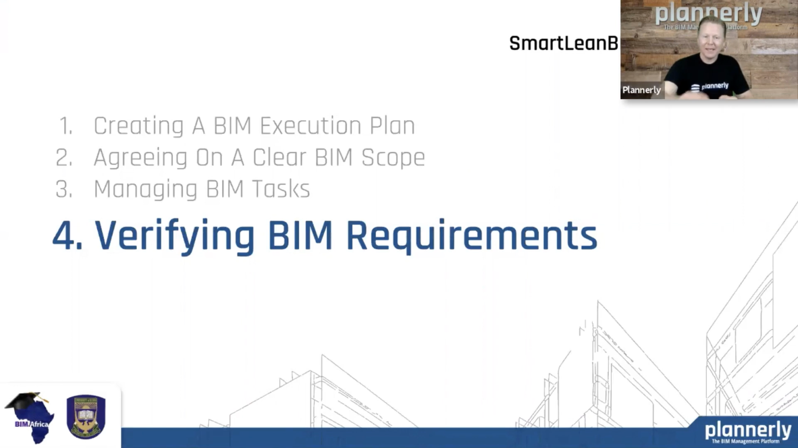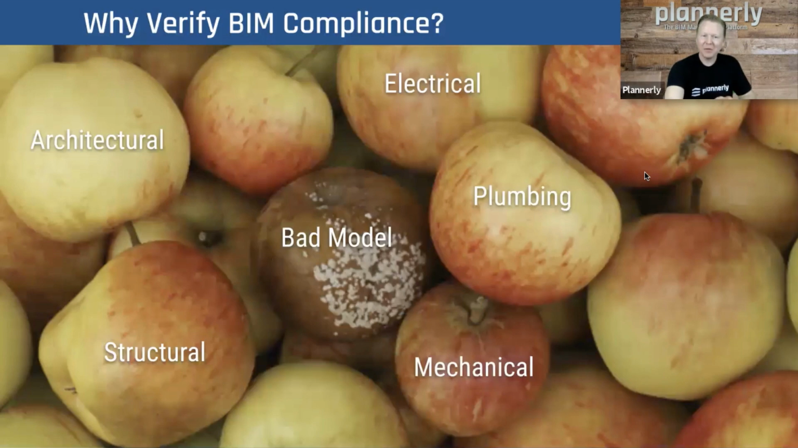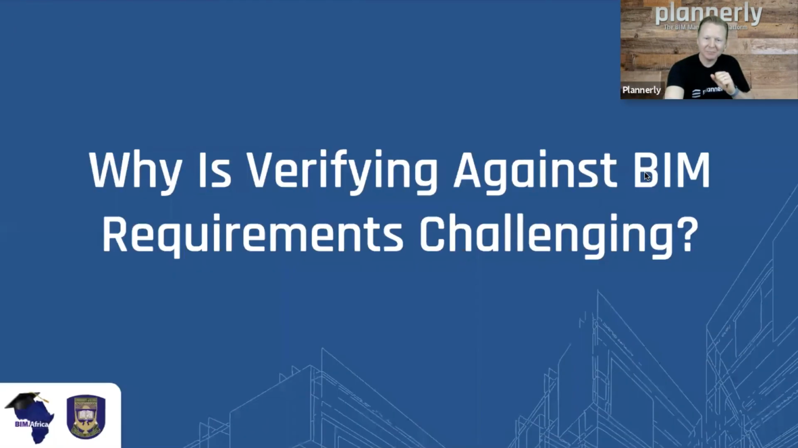Okay, so we've been talking about building an execution plan, making that super quick and easy, making a clear scope that's visual, that everyone can understand, managing those tasks as you go and not having them separate in another setup that's very difficult to collect and to manage. And then the last one, we want to make sure that everyone has completed the requirements and we can verify that the requirements are met. This is incredibly important because if you have one bad model, one bad building information model, much like one bad apple in the fruit bowl, it can cause a big effect on the others.